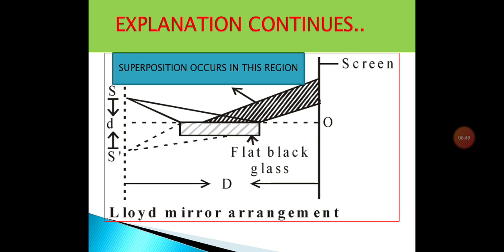You can see I have just highlighted this area in which the superposition will occur, and we will get the constructive and destructive interference, due to which we will get alternate bright and dark fringes on the screen, right? However, in this position we won't get any fringe corresponding to the point O.